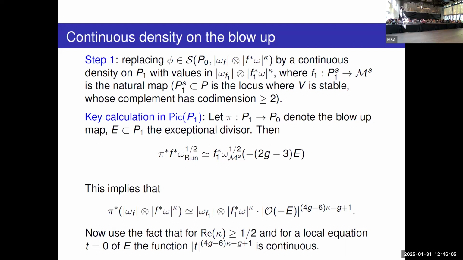And from this, you get that when you start with some density on P0 and do the blow up, you get a density on P1, but you have to check what power of the equation of the exceptional divisor you get. So O(-E) is generated by some local equation of the exceptional divisor. You need to check that this power that you get, 4g minus 6 times kappa minus g plus 1, has positive real part. And indeed, this is the case. So when kappa is at least 1/2, this works.